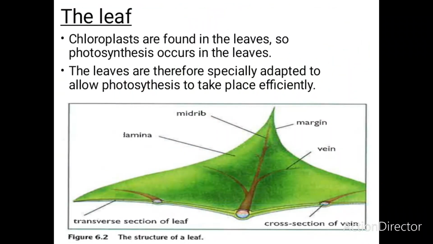The chloroplasts are found in the leaves. So photosynthesis occurs in the leaves. This means that the leaves are specially adapted to allow photosynthesis to take place efficiently. So in this diagram, we can see the structure of a leaf. It has a midrib with veins branching from the midrib, and this is the leaf margin. So basically this is the transverse section of a leaf.